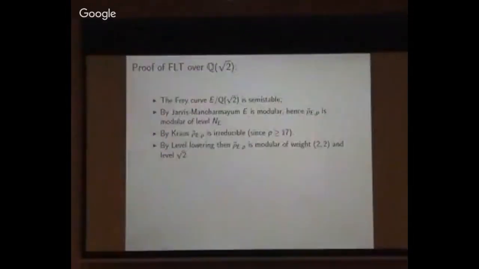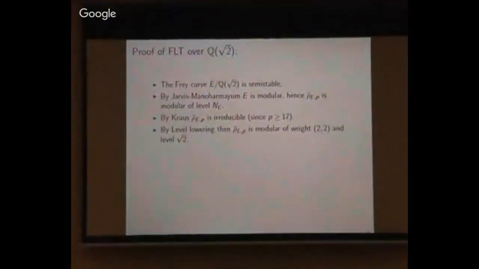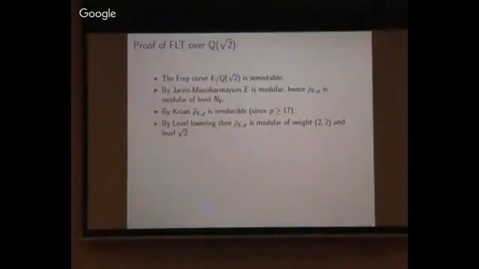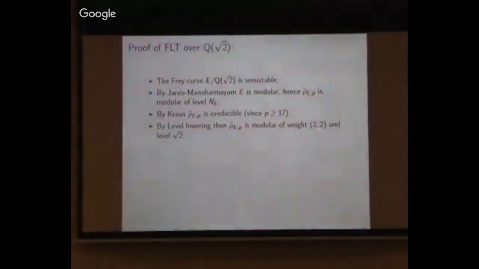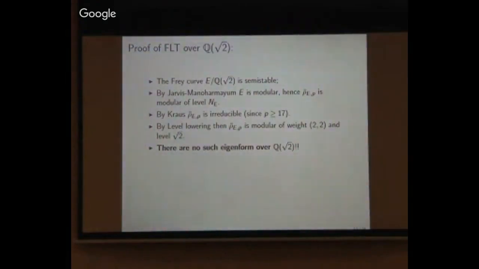Then we have all the ingredients to apply level lowering theorems again, and we do that. And we conclude that the mod P Galois representation must be modular of weight 2, because the field is quadratic, and level √2. Again, we compute this space, and there's nothing in there. So we get another contradiction. And for smaller exponents, the result follows by other methods. So this finishes the proof over Q(√2); it is essentially the same proof as over Q.